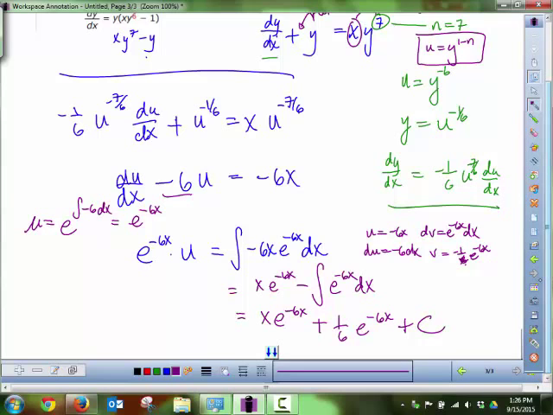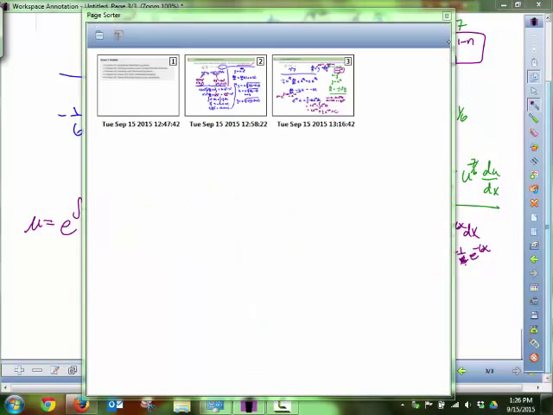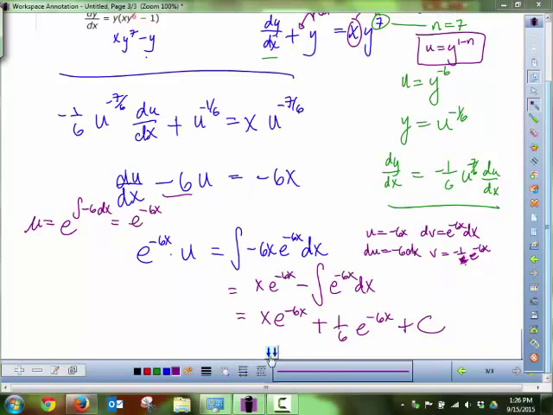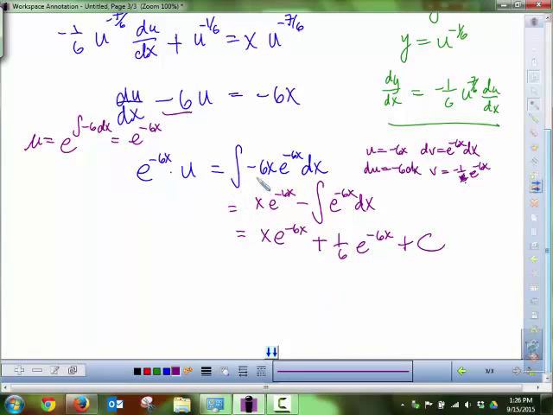Two more steps. First step is to multiply both sides by e to the negative 6x so that we get u by itself. And so the negative 6x would cancel. We have x plus 1/6 plus c e to the negative 6x. Transient term.